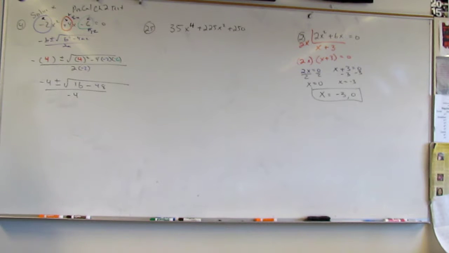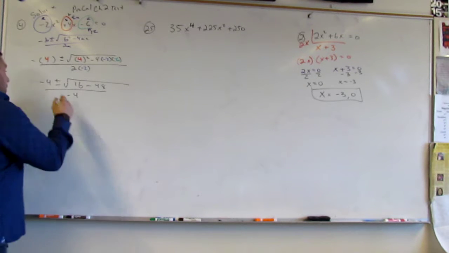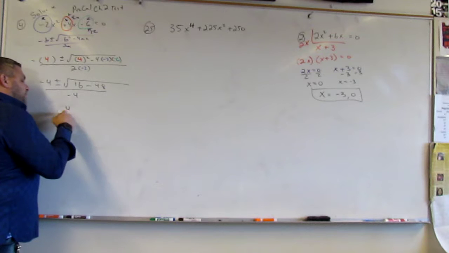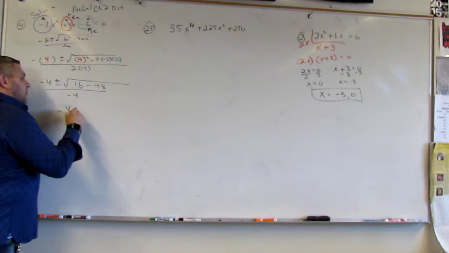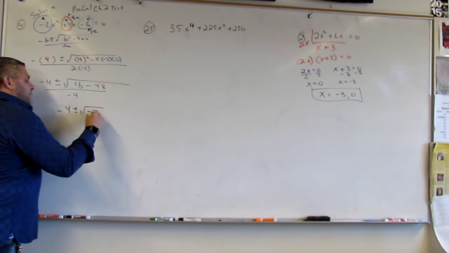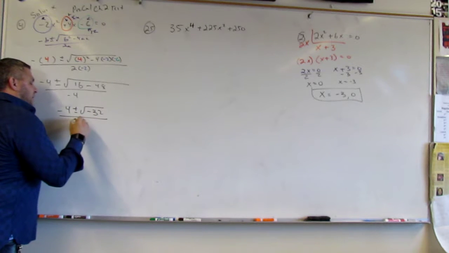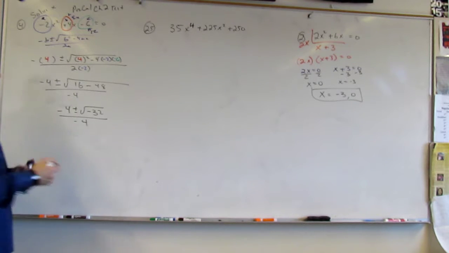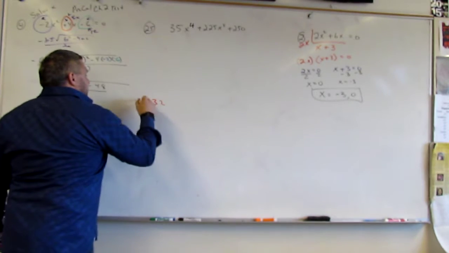Now, you had 32, didn't you? Yeah. But isn't it negative 32? Yeah. Okay. That's a big difference, right? Yeah. Okay, so we got negative 4 plus or minus the square root of negative 32 all over negative 4. Okay? And this is where we have to start taking out some stuff. We got that negative 32 and we're going to break it down.